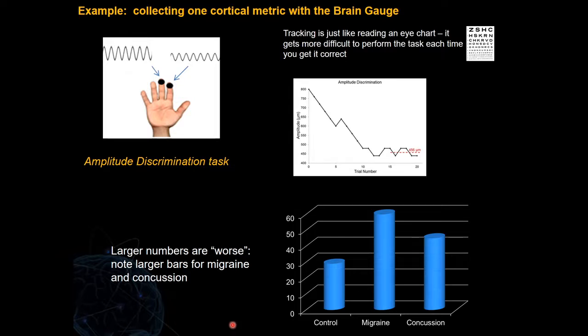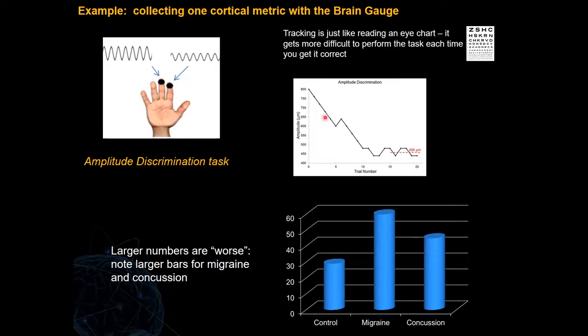When they answer that the larger stimulus is larger, that means they got the question right. Each time they get the question right, the question gets a little tougher. So it's just like reading an eye chart. Every time you get the letter correct, you move on to the next letter or the next line, and it keeps getting harder. So in our case, this is tracked all the way down. The test gets harder and harder until the subject levels out and can't answer that question anymore.